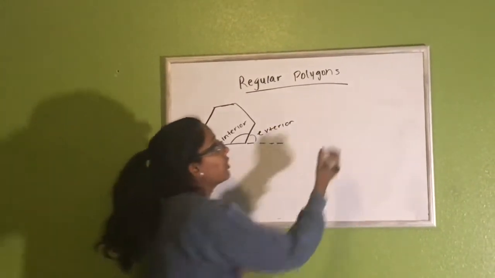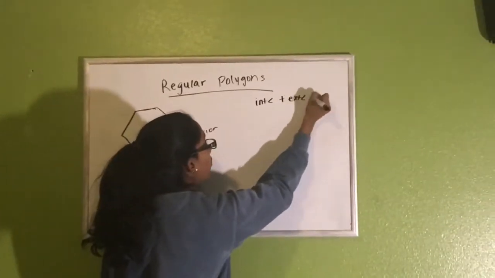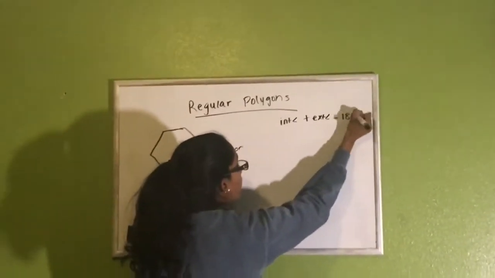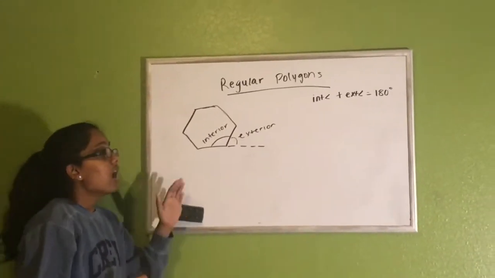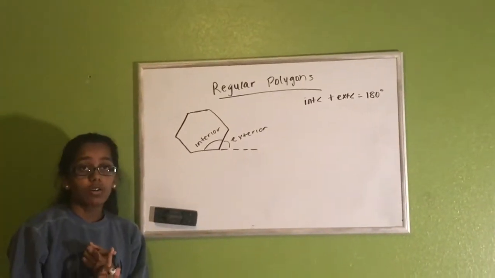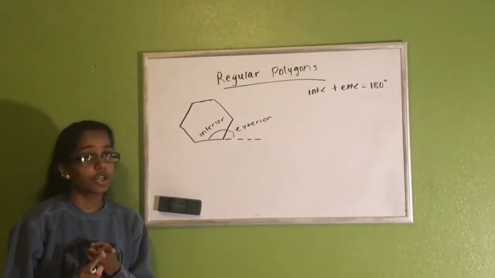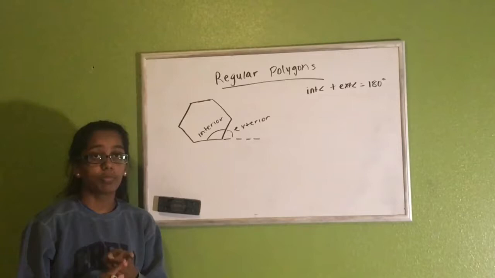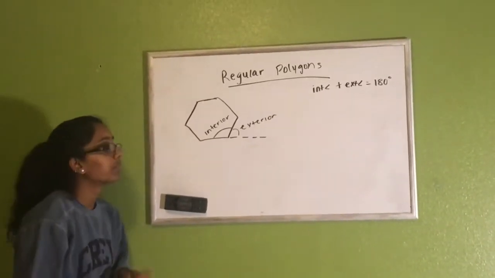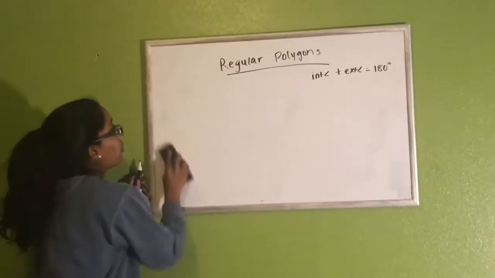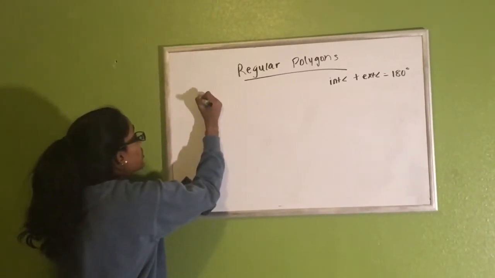An important thing to note is that an interior angle plus an exterior angle is always equal to 180 degrees. Now we're going to look to find what each interior angle measure is for a regular polygon, what each exterior angle measurement for a regular polygon is, the sum of the interior and the sum of the exterior angles. So to begin, how do you find the interior angle?